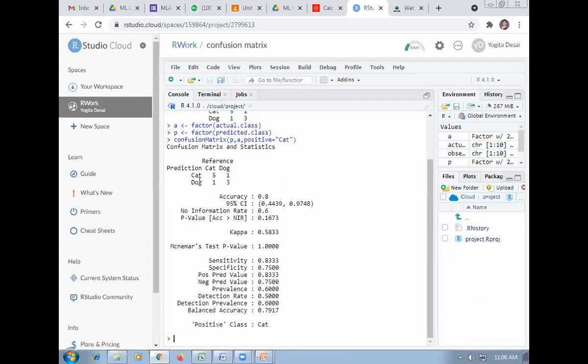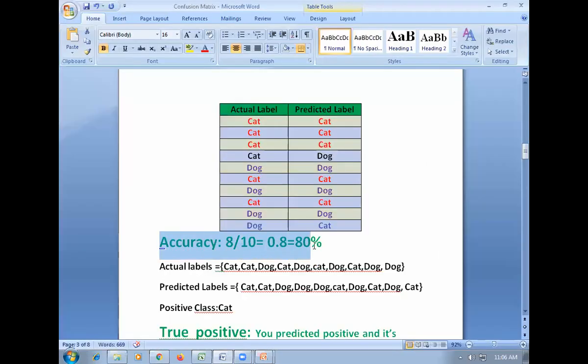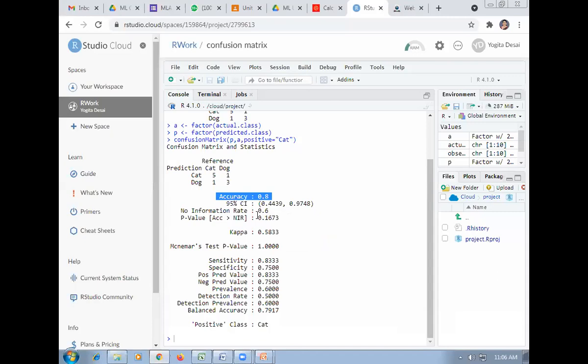Now here, if I enter this, it will give me the accuracy. What is the reference? The reference is this contingency table. Now what is the accuracy? It is 0.8. So whatever we have calculated here is 0.8. Then here other values are given, such as the kappa value.